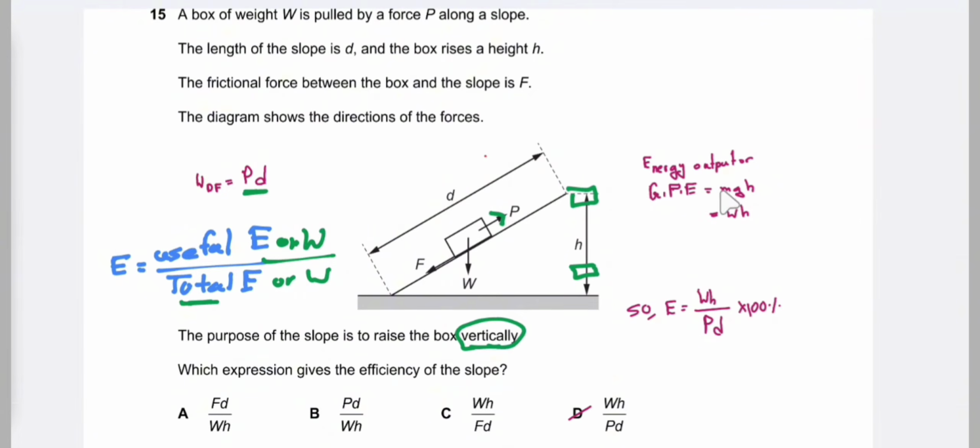So gravitational potential energy is equal to mass into gravitational field strength into height, and mass into gravitational field strength is weight into height. So this is our energy output. Efficiency is energy output by total energy input into 100%, but the 100% is not mentioned, so we can ignore this. So WH by PD is the efficiency.